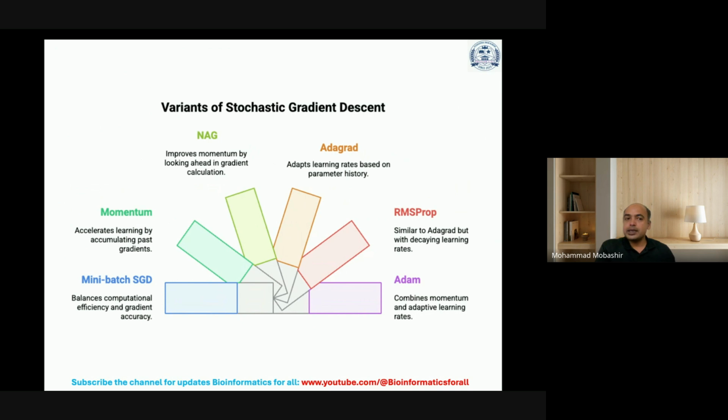Then accelerating minima, learning by accumulating past gradients. It improves momentum by looking ahead in gradient calculation. Adapts learning rates based on parameter history, then similar to AdaGrad, but with decaying learning rates. Combines momentum and adaptive learning rates. And this is, by the way, when you are saying it combines momentum and adaptive learning rates, what it is called training, real training of your model.